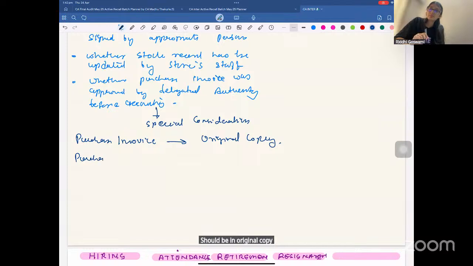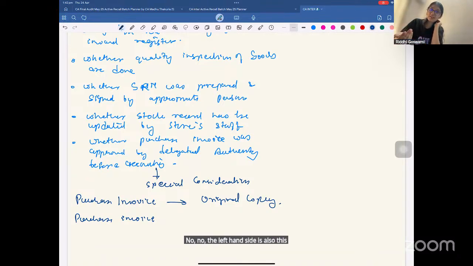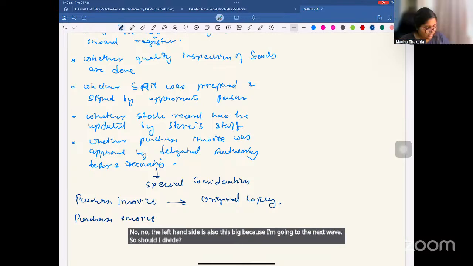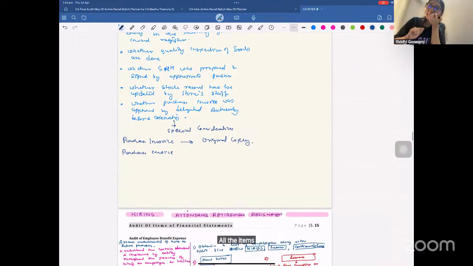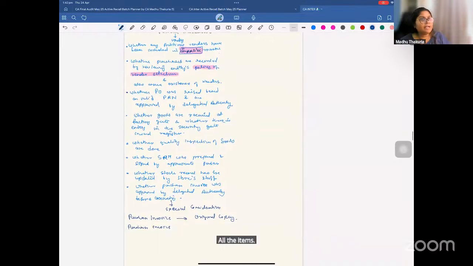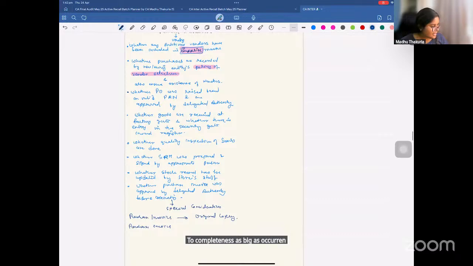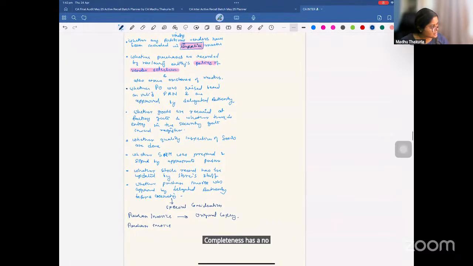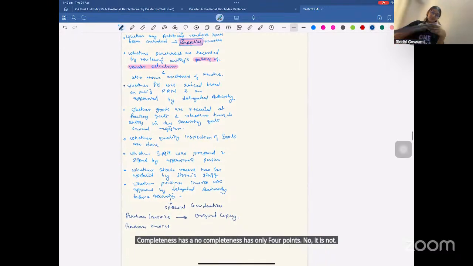Which point? The left hand side is also this big because I'm going to the next page. So right hand side. I only need to write 3-4 more points and I will be done with this page. Then we will move to the completeness part. Completeness has only 4 points.